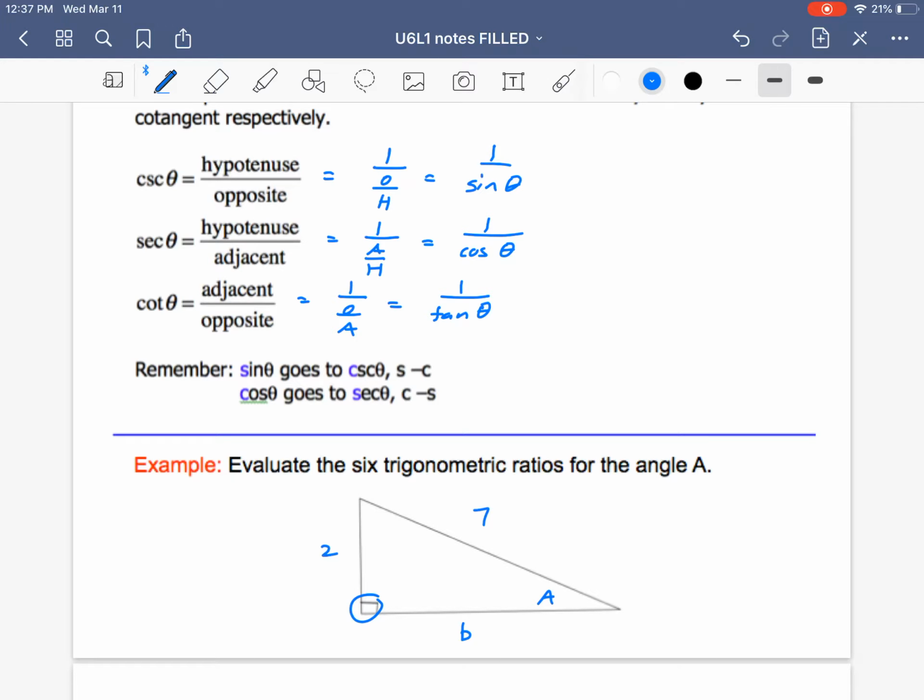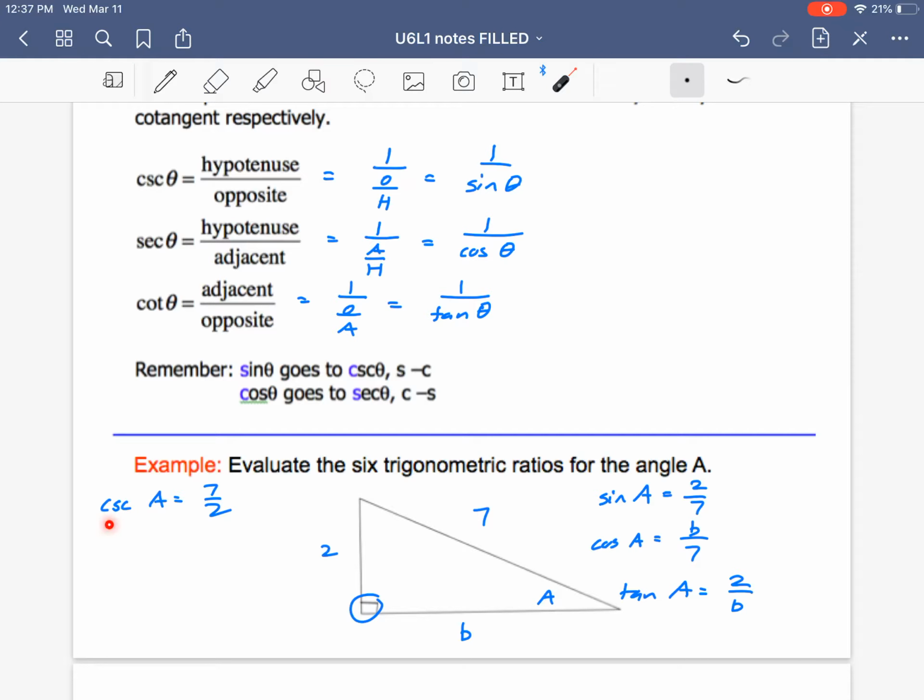Okay, so if we write out the 6 trig ratios, I've got sine of A, and that's going to equal 2 over 7, opposite over hypotenuse. I've got cosine of A, that's the adjacent over the hypotenuse, which is B over 7. And tan of A is the opposite over adjacent, so that's 2 over B. So I've got 3 of the 6. To get the remaining ones, I'm going to use reciprocals. So cosecant of A is 1 over sine, that's 7 over 2.